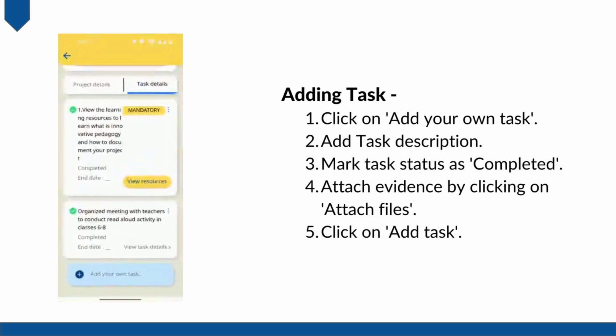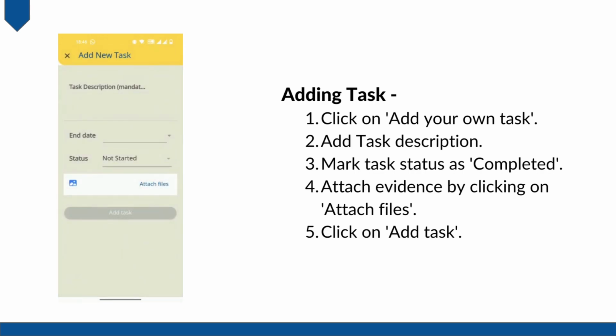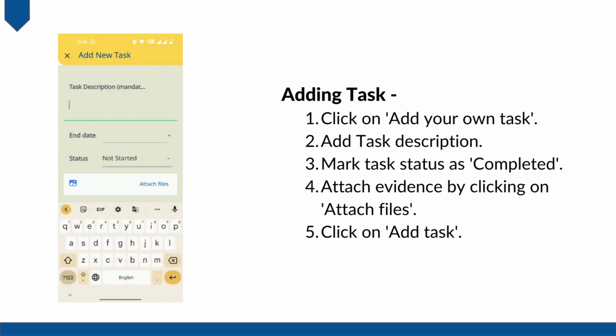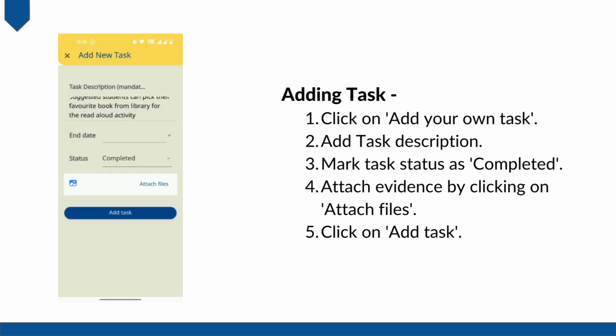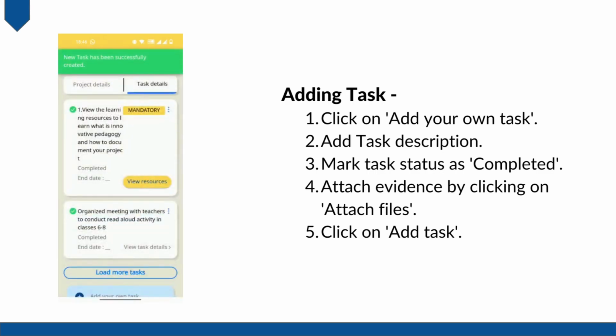To add subsequent action steps, you are required to add more tasks. For that, click on Add Your Own Task. Add your next action step under Task Description. For example, I will put the next step for the Read Aloud activity. Select status of your task as completed. You may add images or files by clicking on Attach Files. Click on Add Task to add a new task to your project.